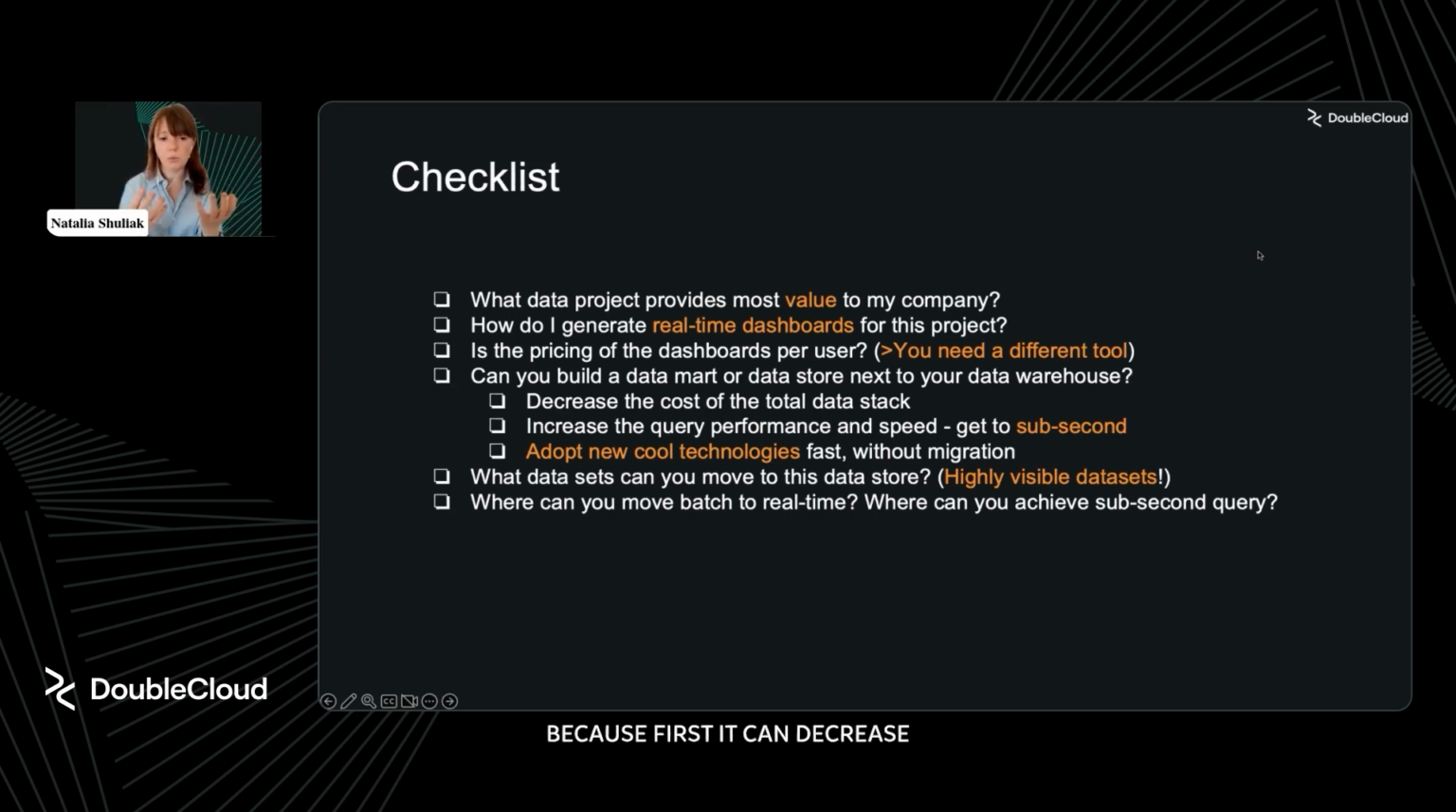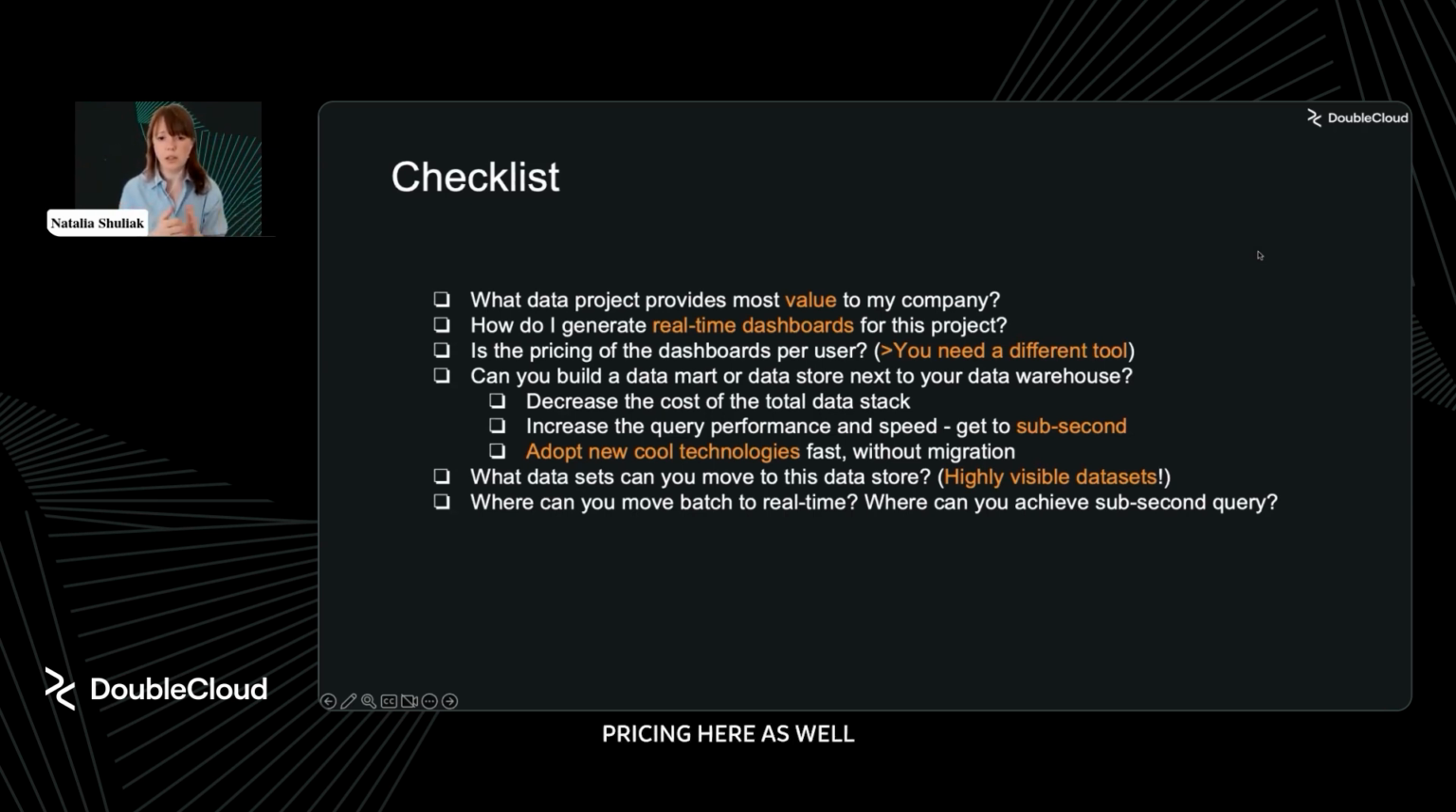And it's actually a cool approach because first it can decrease the pricing for the whole data stack. Highly probably your current data warehouse is already pretty big. You pay per scan for the whole data. It's expensive, it's not what you want. But by building a data store and offloading certain things to it, you would not need to scan the whole data in your major data warehouse, you would just scan the tiny data store next to it, and then the pricing goes down significantly.